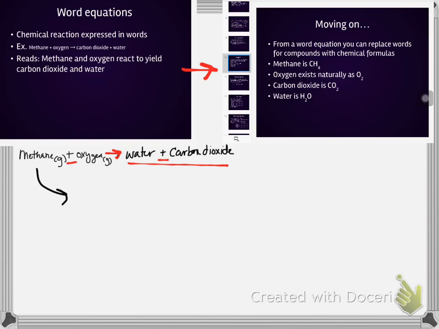So methane, that's an organic compound. You don't necessarily know that. It's CH4. What form does oxygen gas exist in? O2, because it's diatomic, always. So this is going to be O2. Oh, I don't want to forget my little state symbols here.